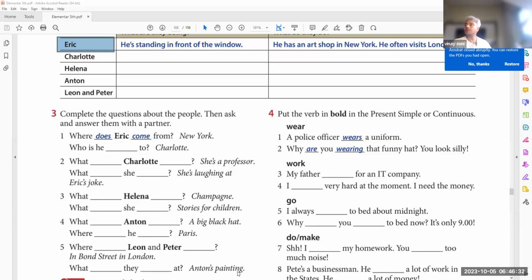So the position of the word all depends on the verb. If the verb is be, all goes after the verb be. Okay. So "wo sab ke sab piye hue the": They were all drunk. Instead of "they all were drunk."